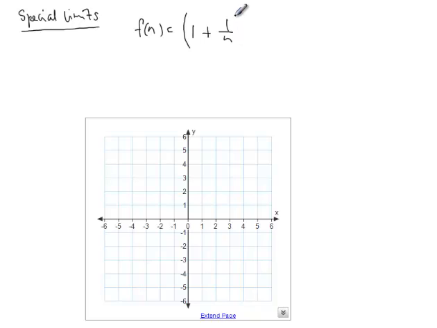Take this expression and evaluate it for several n. N is a natural number here. From 1, 2, 3, 4. You just get 1 plus 1 over n. You can use a calculator and then evaluate it, write it down. Next thing, evaluate it, write it down.